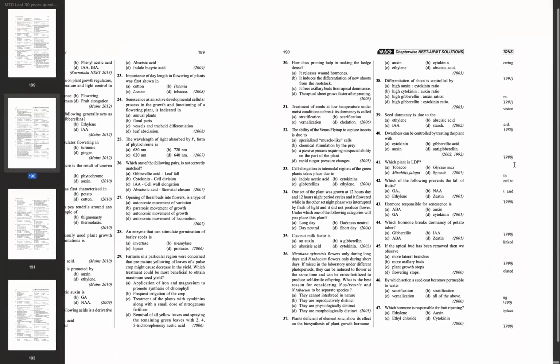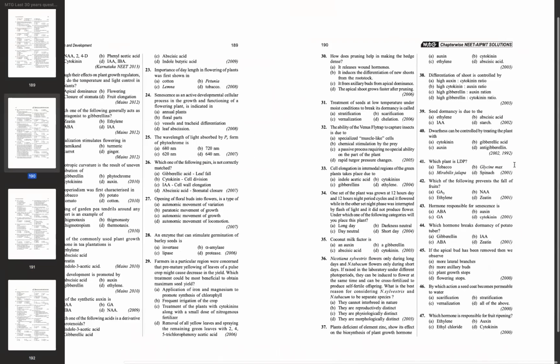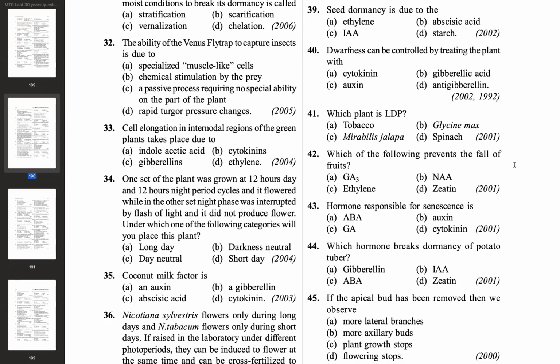43. Hormone responsible for senescence. What is it called? It is not auxin, cytokinin, and abscisic acid. Ma'am, what is GA? Gibberellin. Gibberellic acid. Which one are you answering? Ma'am, 43rd.